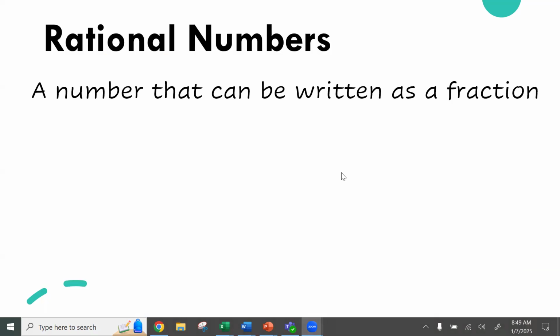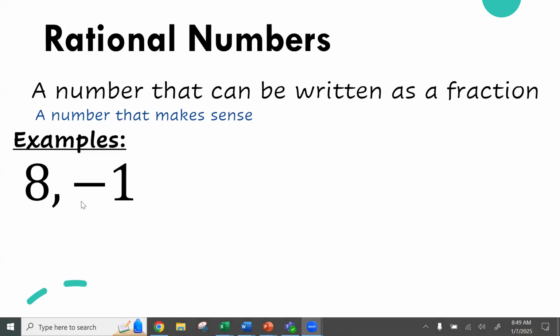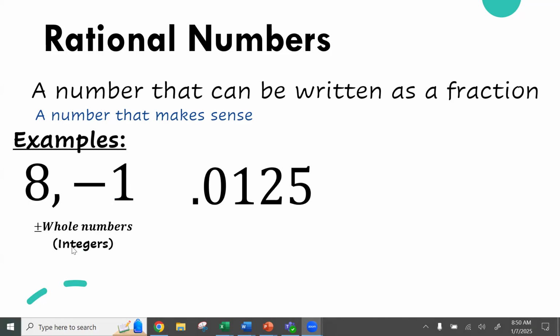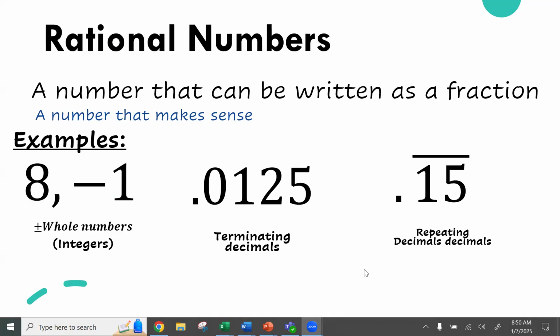Some of the questions will ask you to explain why it's rational. So the very quick statement that you will write is: a rational number is a number that can be written as a fraction. It's a number that makes sense. Some examples: whole numbers, integers, positive and negative, terminating decimals, which means they stop, there's not a dot, dot, dot after it, or a repeating decimal, like 0.15151515. All of those are considered rational numbers.